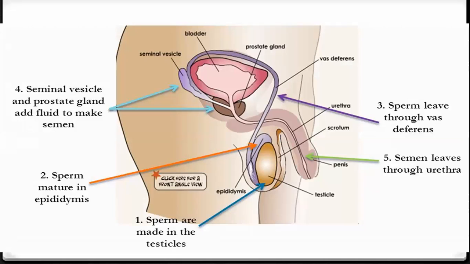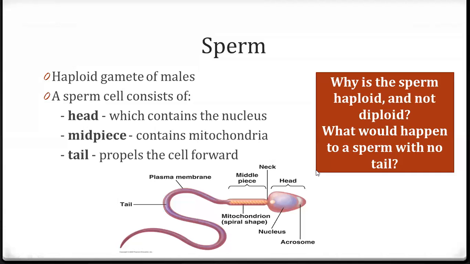Okay, so this is kind of just like the life of a sperm. So sperm are made in the testicles, they mature in the epididymis. The seminal vesicle and prostate gland add fluid to the semen. Oops, I skipped number 3. Sperm leaves through the vas deferens, then fluid is added to make semen, and then the semen leaves through the urethra. Okay. Sperm is a haploid gamete of males. A sperm cell consists of a head, a midpiece, and a tail.